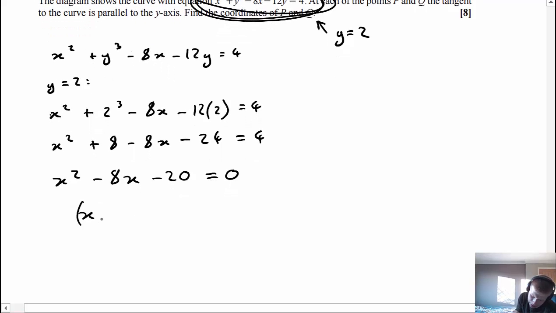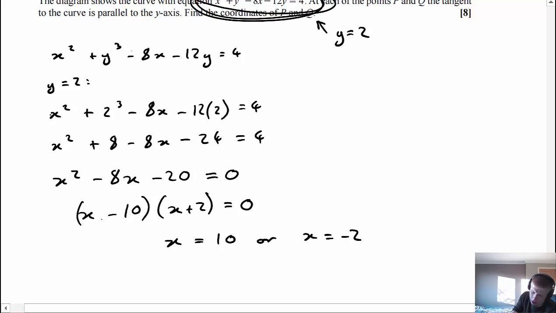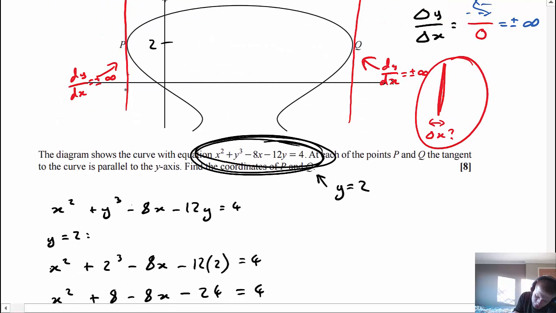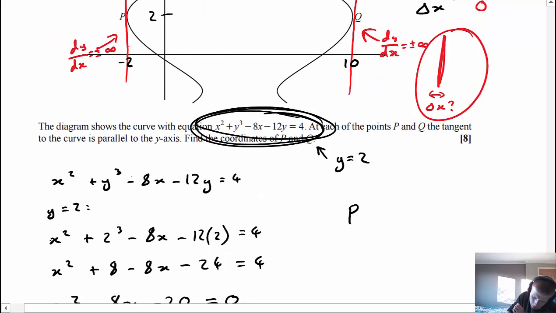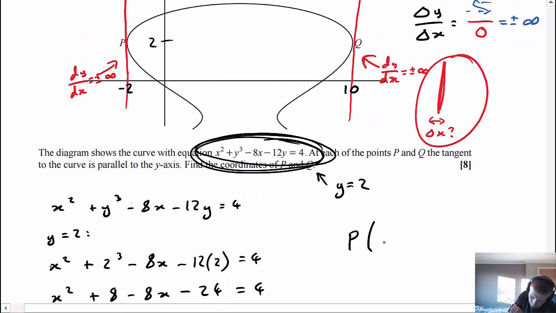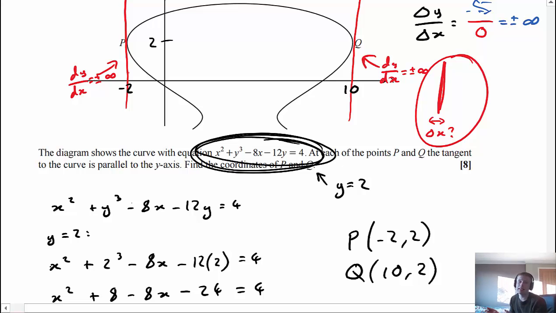It's 10 and 2. So I've got x minus 10, x plus 2, equals 0. So I get two coordinates. I've got x equals 10 and x equals negative 2. So x equals negative 2, that's clearly going to be over here, that's the negative one, and x equals 10, that's clearly going to be here. So I know the coordinates of P are negative 2, 2, and the coordinates of Q are 10, 2. A lot of work there, but it's just basically implicit differentiation and then just sticking stuff in formulas. Easy.